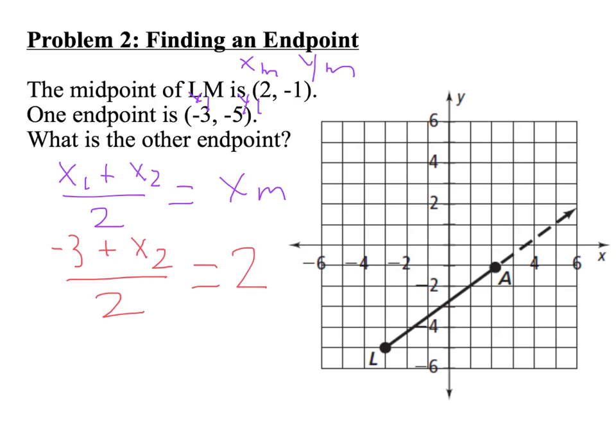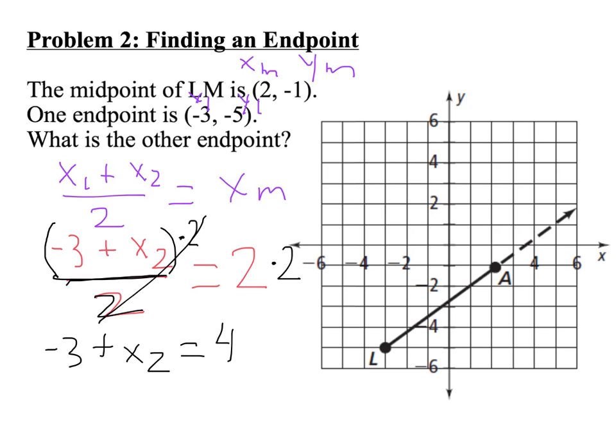And I'm going to solve. So the first thing I want to do is get rid of this divide by 2. So the opposite of dividing something would be multiplying. So if I multiply this side by 2 to cancel out these 2's, I have to multiply the other side by 2. So now I have -3 plus x2 is equal to 4. And now I have to get rid of that -3, so I have to add 3 to both sides. And x2 is equal to 7. So I will write that up in the right-hand corner.